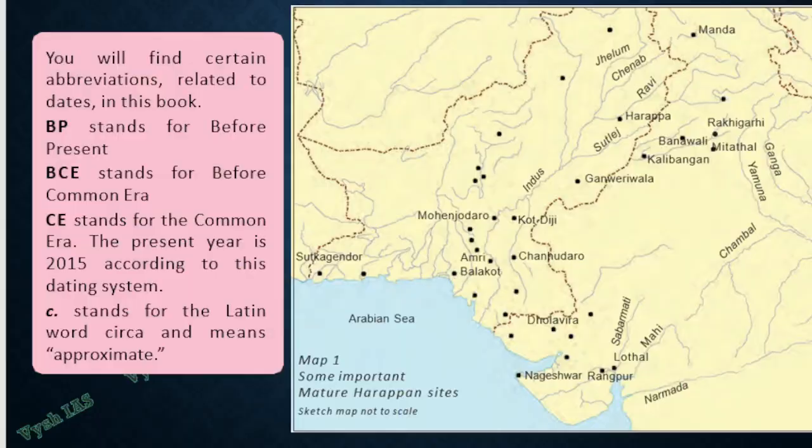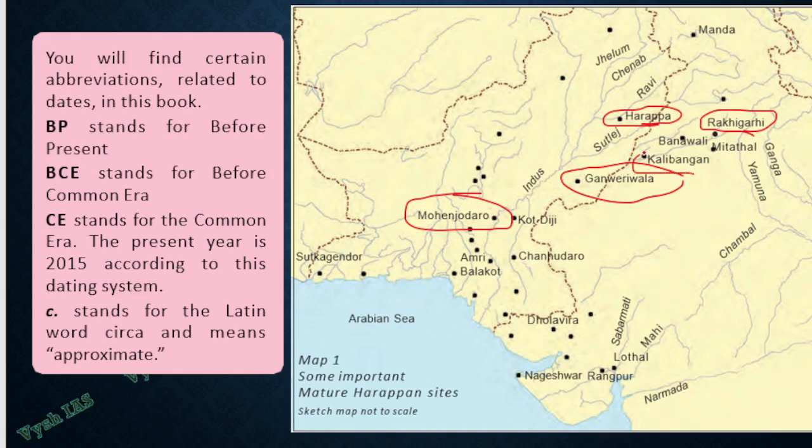In the map, I will tell you the most important places. One is Mohenjo-daro because it's the most prosperous one. Harappa, because it's in the Sutlej basin, is the first site to be discovered. Rakhigarhi is the biggest site inside present-day India. Then Ganveriwala, which you will see when you learn, and Kalibangan. Then in Gujarat there are Dholavira and Lothal.